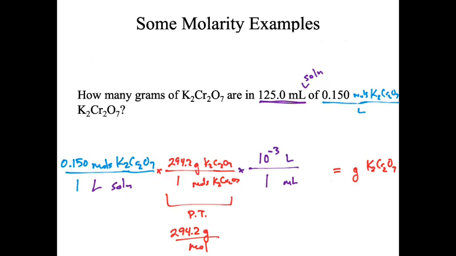What happens to your liters of solution? They cancel. We'd have milliliters of solution. Do I want milliliters of solution? What needs to happen? Milliliters of solution goes in. 125.0 milliliters of solution over 1. Now I can go through and solve.